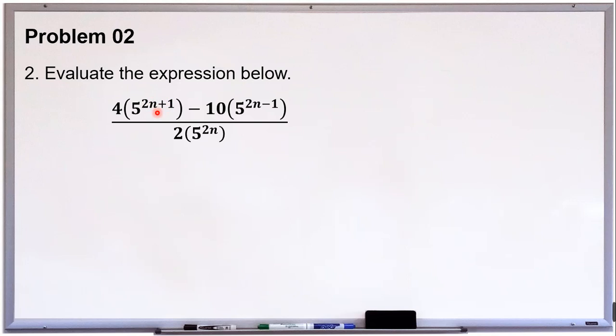Now there are some students that simply multiply directly 4 times 5. You cannot multiply this directly, because 5 has an exponent that is greater than 1. If you apply the rule of PEMDAS, you simplify first the exponent before proceeding to the multiplication. So to evaluate this expression, first we're going to work out the expression that contains the exponent 2n plus 1 and 2n minus 1.